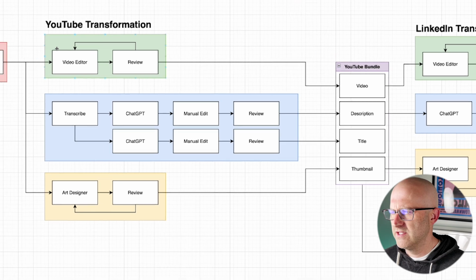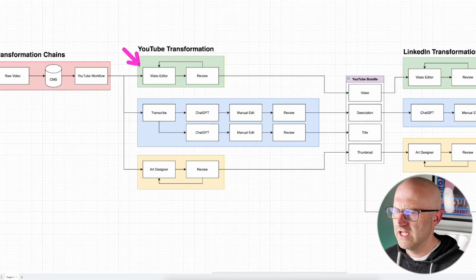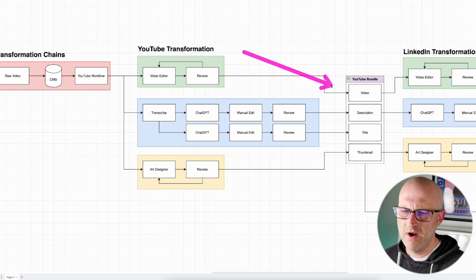So you can see here, we're taking that raw video and we're sending it to a video editor. That video editor is going to edit it, and then we can review that process. If we need changes, we can send that back to the video editor, and that cycle can continue until it's done and ready. And we also need to create that description and title for the video.